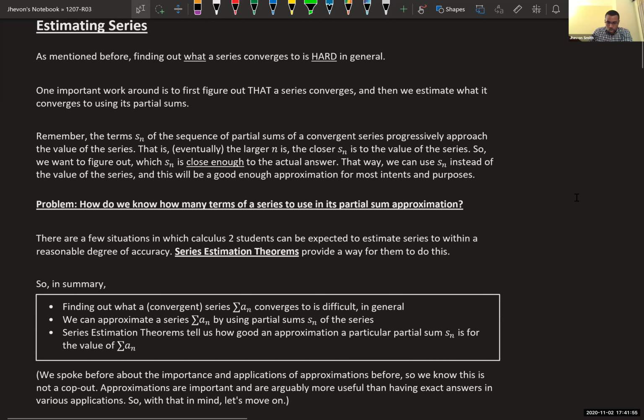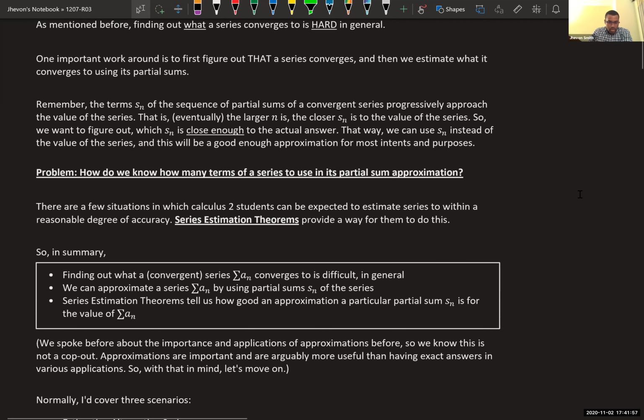However, our focus will be on 11.5, where we're going to talk about alternating series specifically. So I'm going to tell you how you'd approximate alternating series.